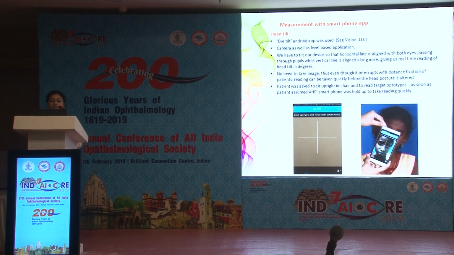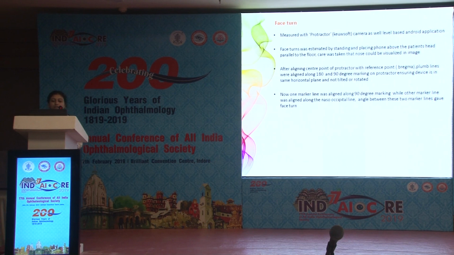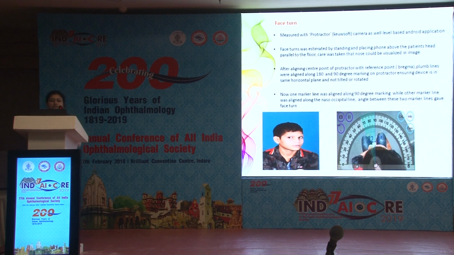During measurement with the application, the patient was asked to sit upright in the chair and to read the target optotypes. As soon as the patient assumed AHP, the smartphone was held up to take the reading quickly. For face turn measurement, the protractor app was used. It is also a camera as well as level based Android application. Face turn was estimated by standing and placing the phone above the patient's head parallel to the floor. Care was taken that the nose could be visualized in the image.